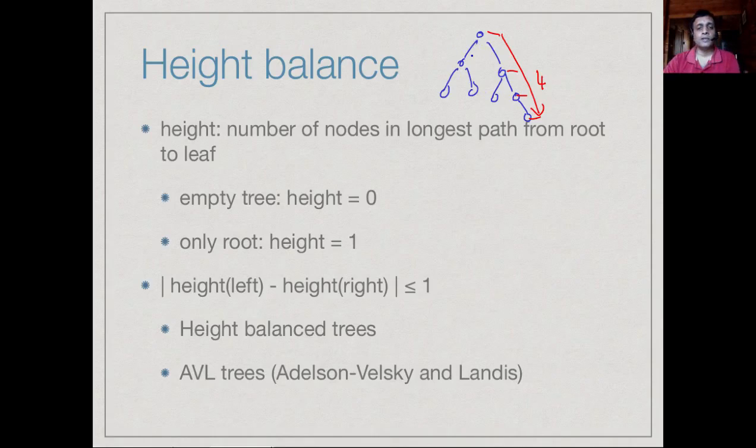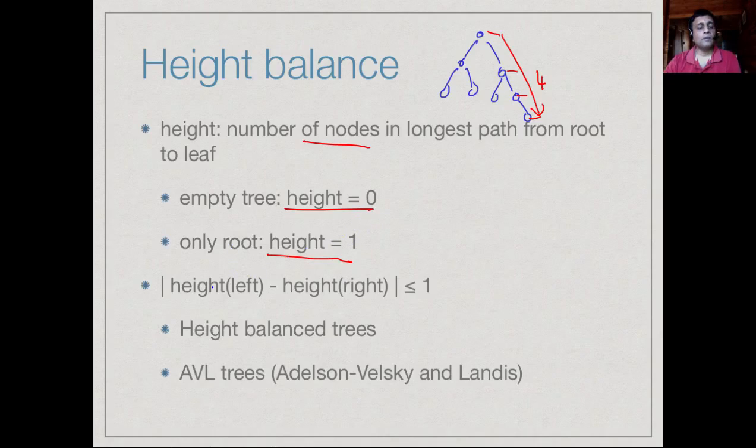The reason we measure in terms of nodes is that then we can easily distinguish the empty tree from the tree with only a root. If you measure it in terms of edges, the tree with only a root will have height 0 because there are no edges, and so would the empty tree. Whereas if you measure in terms of nodes, then the empty tree has height 0 and the tree with only the root has height 1. So we can distinguish these two.